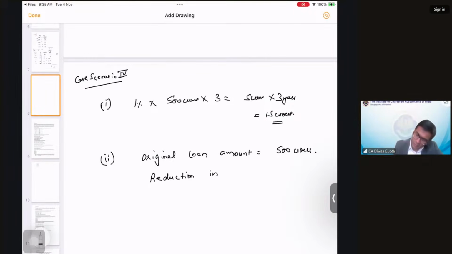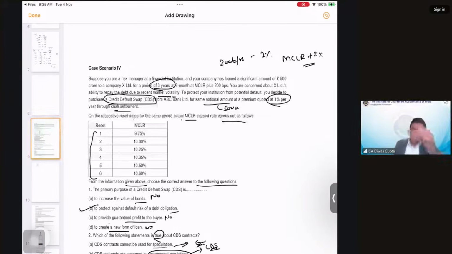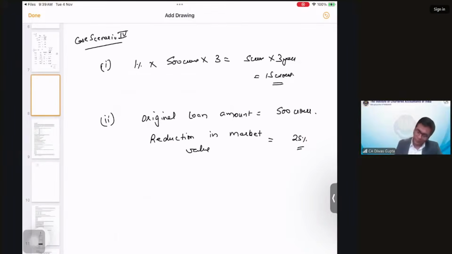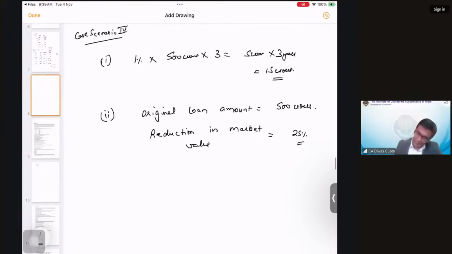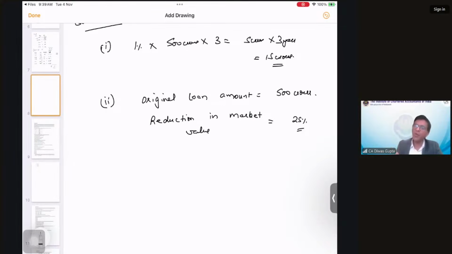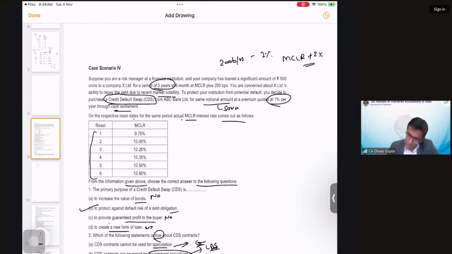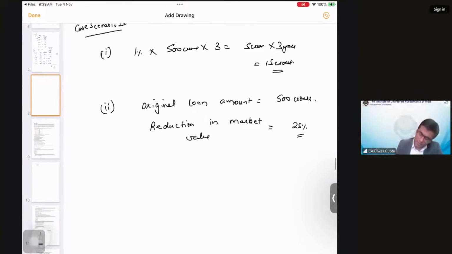Reduction in market value is actually done by 25%. Now, the moment it has been done, it will lead to the reduction or the loss in the books of the financial institution, and that is what it will be made good by the ABC bank, right, from whom we have purchased.